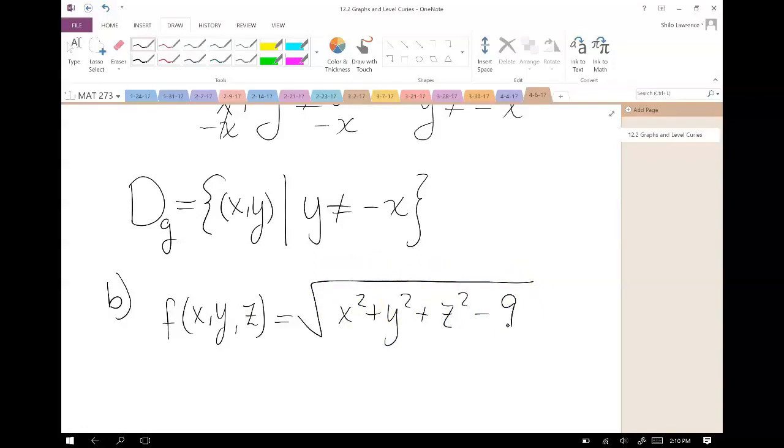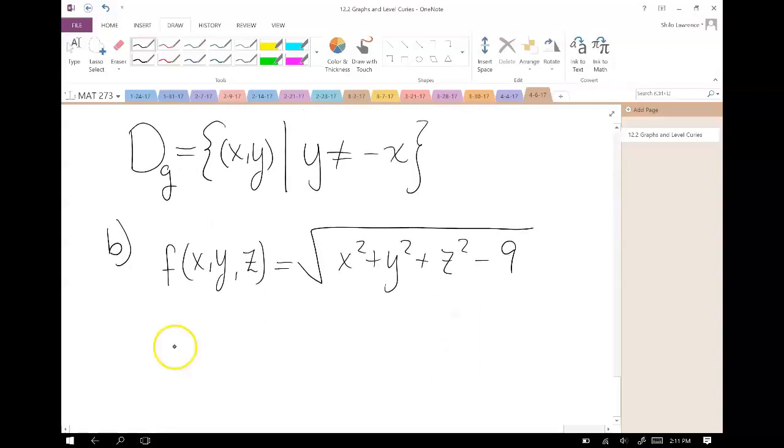We're going to give a set builder notation, but we're going to do a verbal description as well. So f of x, y, z is the square root of x squared plus y squared plus z squared minus 9. So what do we need to be careful of with square roots? The stuff inside can't be negative. So how can we write that algebraically?